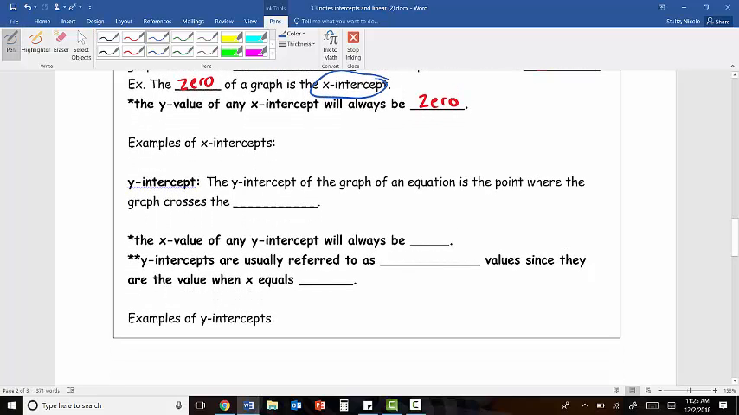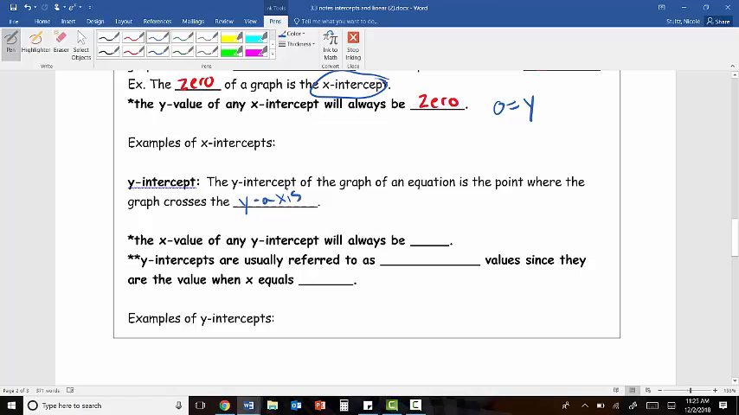And then this one's really important. The y value of an x-intercept is 0. So that means that you use 0 for y. So if it's an x, you use 0 for y. And if it's the opposite, if it's a y-intercept, obviously you're going to switch them. So y-intercept is where it crosses the y-axis.